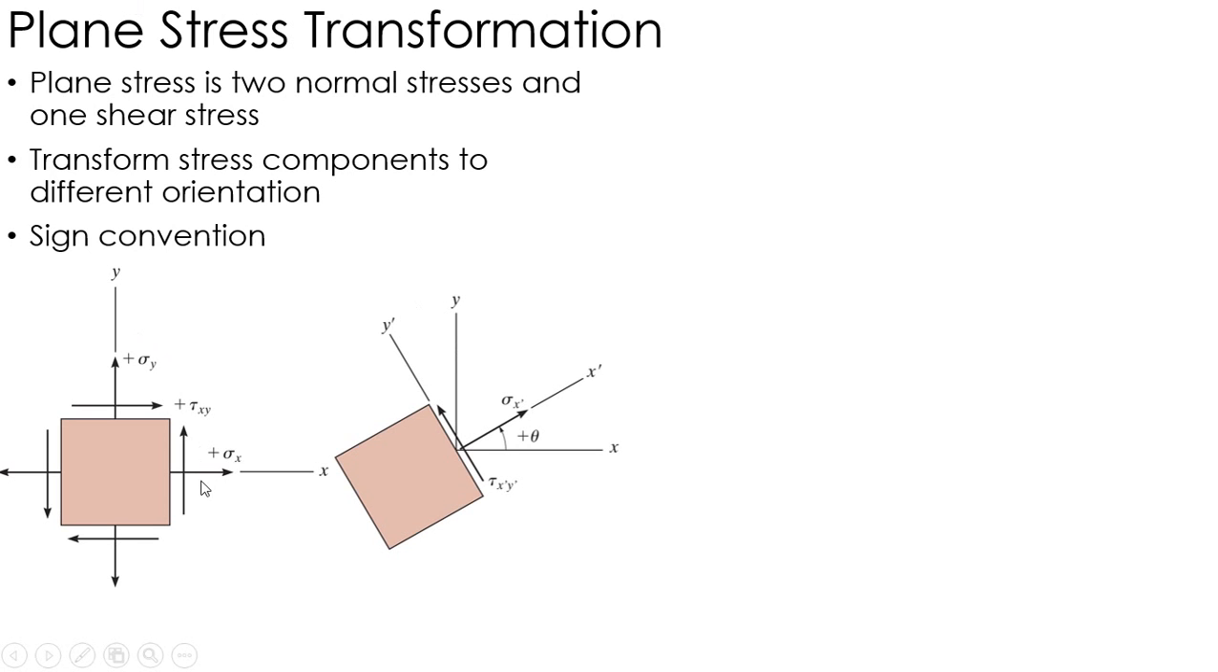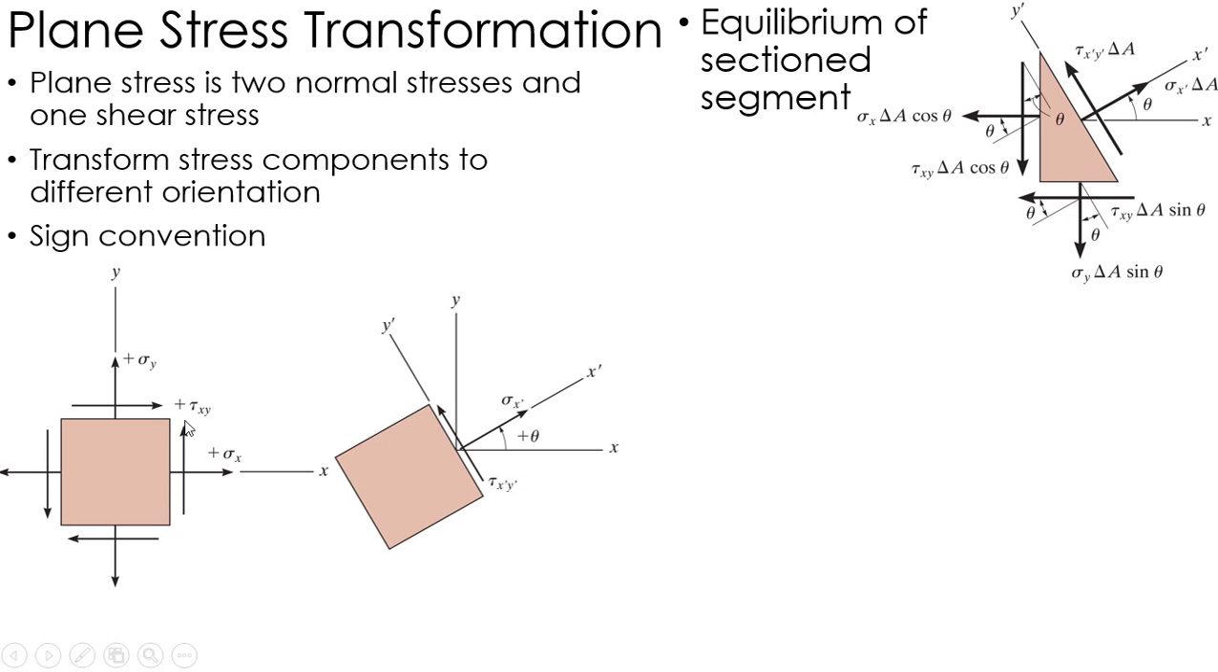The sign convention we have for something like this would be, again, both tension. So I've got normal stress in the x and the y direction, and then my shear stress is defined as up on the right side, to the right on the top side. We're calling that a positive shear stress, and a positive angle to be counterclockwise. That's our sign convention here. So this is an element in plane stress, again, two normal stresses and one shear stress.